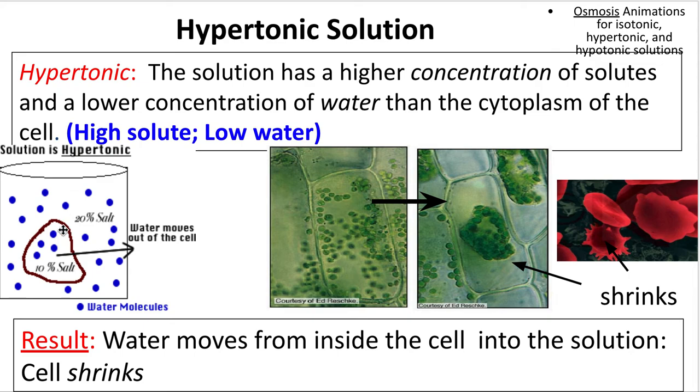And what happens is the water is going to go down its concentration gradient. It's going to rush out of the cell. And as a result, the cell is going to shrink. These are plant cells that actually shrink because they are losing water. And the red blood cell here has done the same. It has lost its water, and that has caused it to shrink. This is because it was placed in a hypertonic solution.